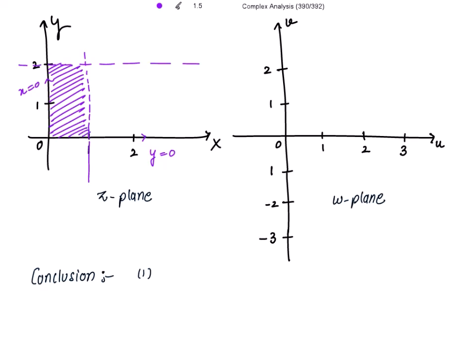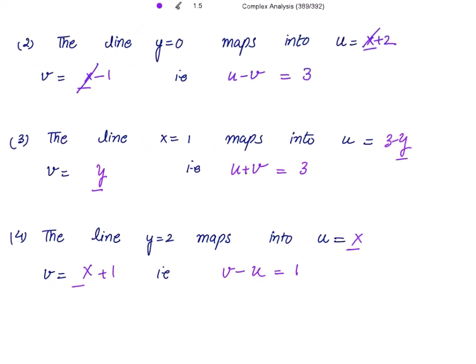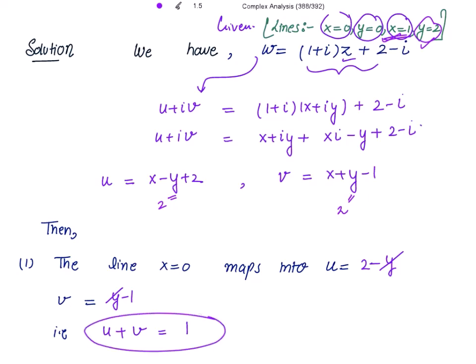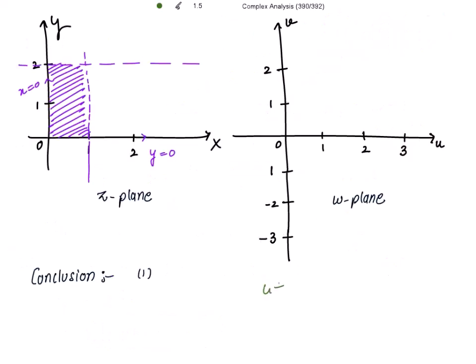Let's check what this region will be transformed into in the w plane. For that we need to construct the lines. For the w plane, what is the first line? It is u + v equal to 1. When putting u equal to 0, I get v equal to 1. And when putting v equal to 0, I get u equal to 1. So (0, 1) and (1, 0). Okay, (0, 1), that is this point, and (1, 0), that is this point. So u + v equal to 1 is this line.